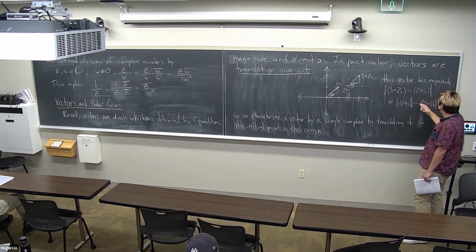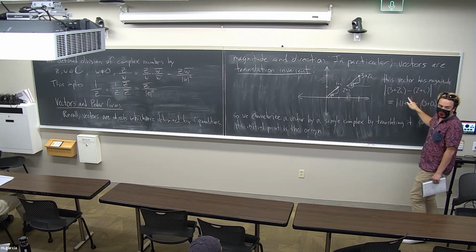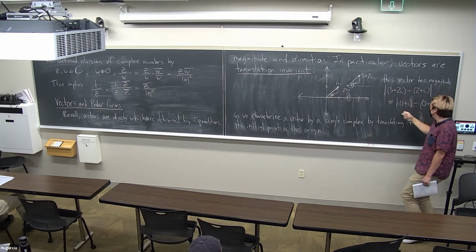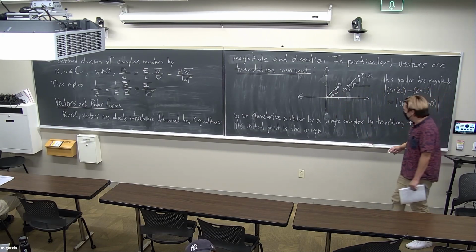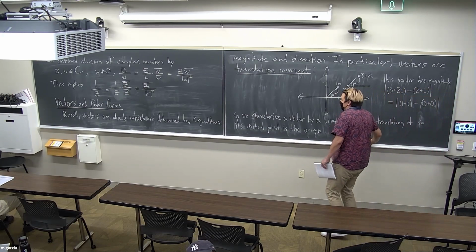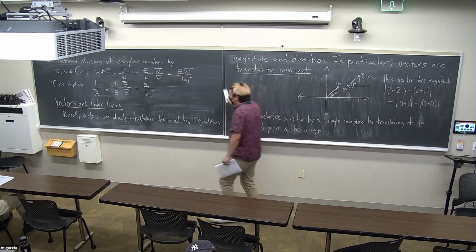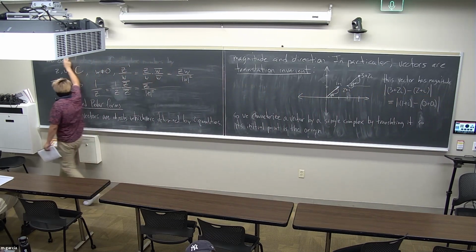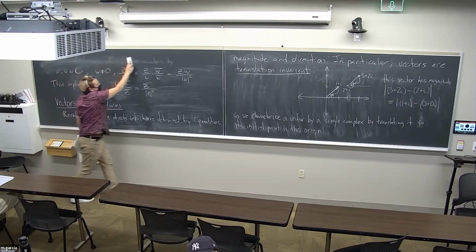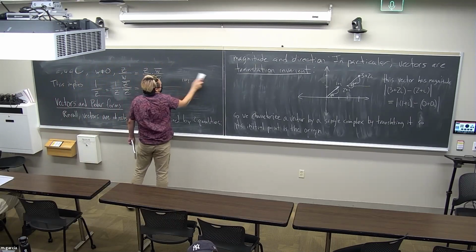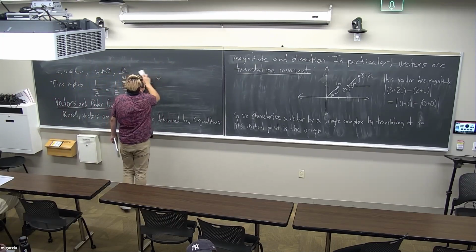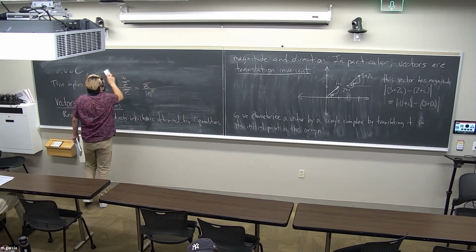It's really not that hard. We know how to subtract complex numbers. We get the same complex number. Good. So this will be our convention. When we specify a vector by a complex number, we assume that that means its initial point is at the origin.